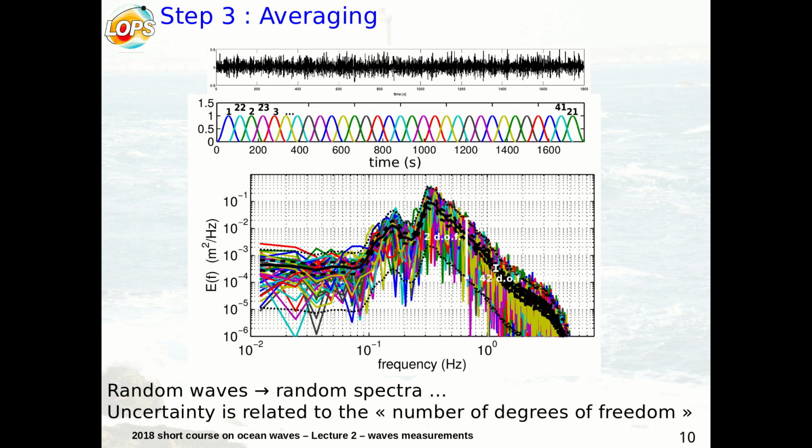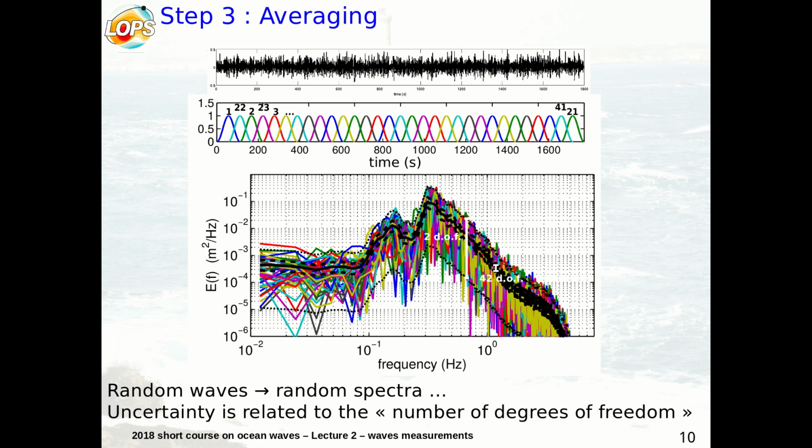And as a result, that's one of the main reasons why there are uncertainties and error bars on all wave measurements, because we're dealing with a random process, and this is life with random fields.